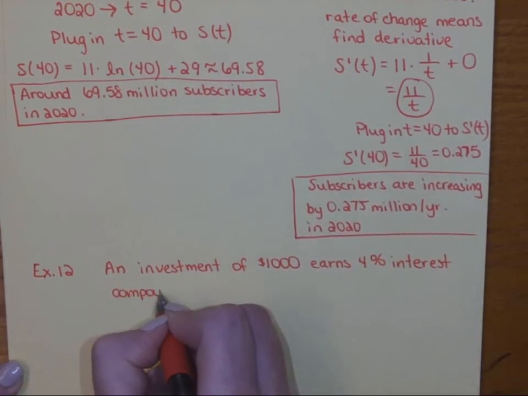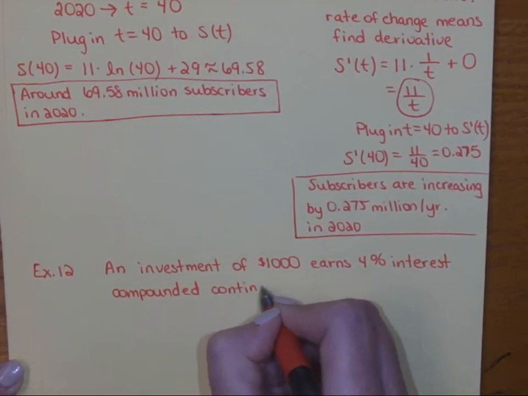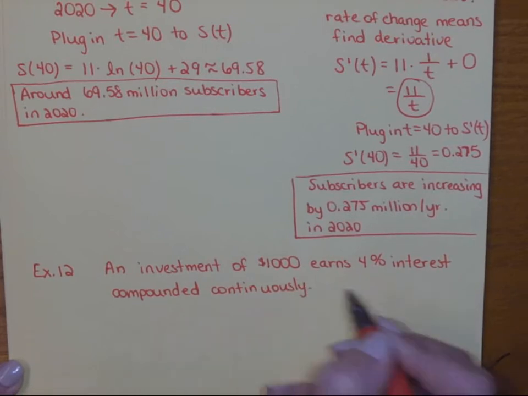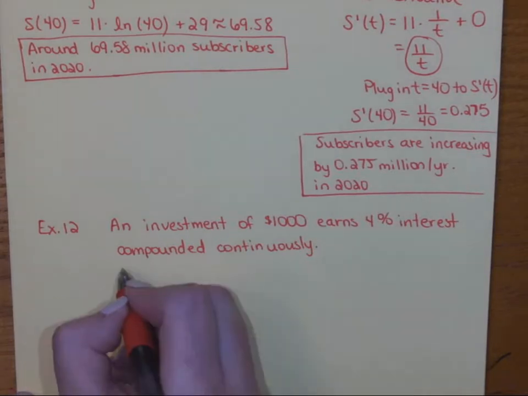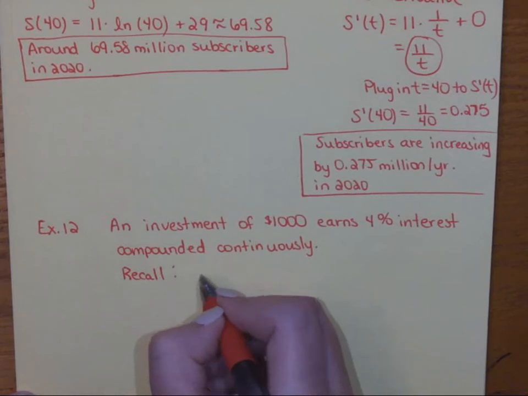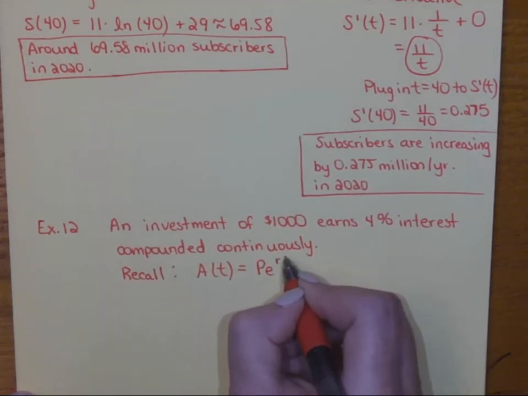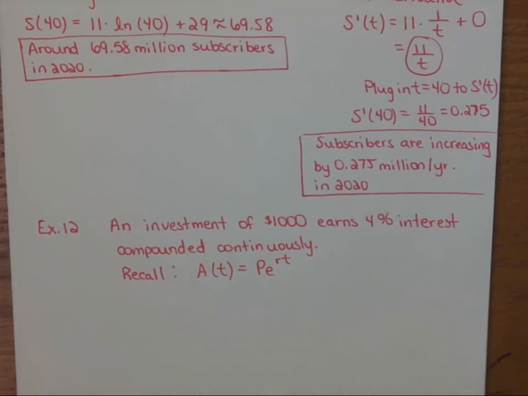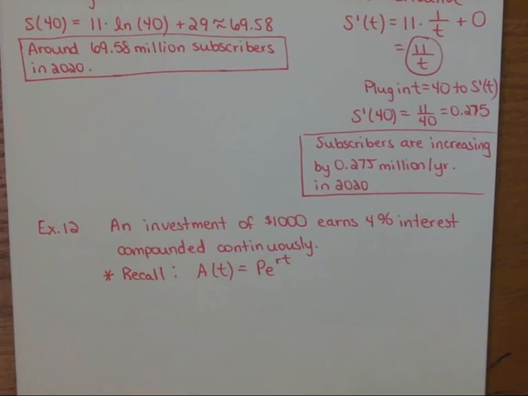Now, just a little side note, there are not very many investments that do compound continuously. But the formula, if we're not compounding continuously, is actually a lot more complicated. So in Business Math 1 or Algebra, whichever class you took, the formula for the accumulated amount is, a lot of teachers refer to this as the PERT formula. So it's P times E to the RT power. When I say recall, I just mean recall from Business Math 1 or an algebra class.